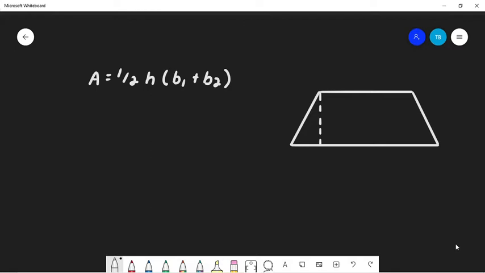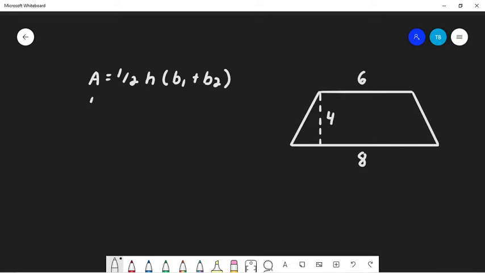So let's do a couple example problems together. In the first one, we'll say that the bases of the trapezoid are 6 and 8, and we'll just pick a unit of measurement, we'll say inches, and then the height is 4 inches. So then we just take those values, plug them into the formula on the left, and evaluate for A.